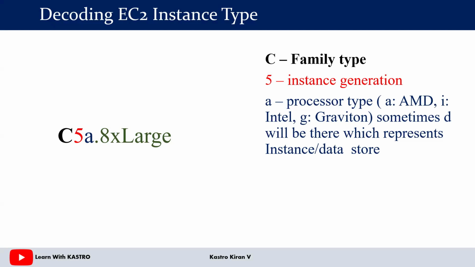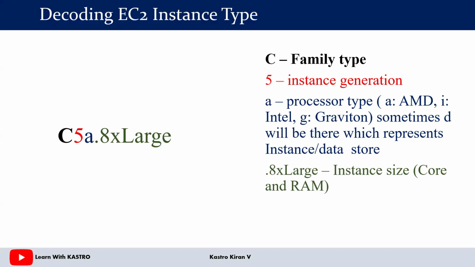And the next one is 8 times large, dot 8x large. This 8x large represents the instance size, how many cores you are getting, how much RAM you are getting. That's called 8 times large. Sometimes you might also see 2 times large, which represents 2 times large of instance capacity. So that represents the core and RAM of the instance. Okay, so this is how you can decode the instance type.